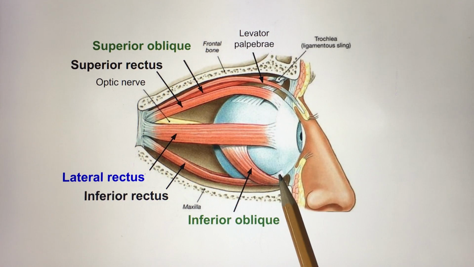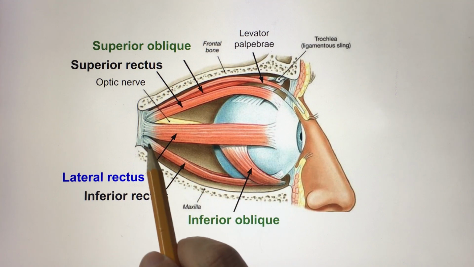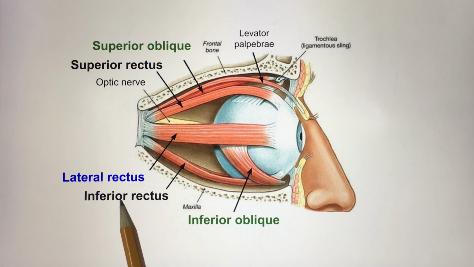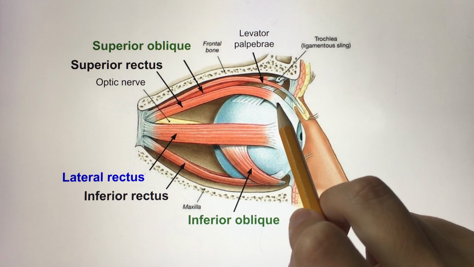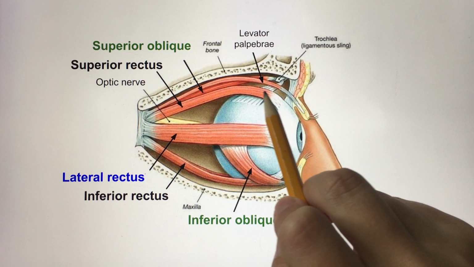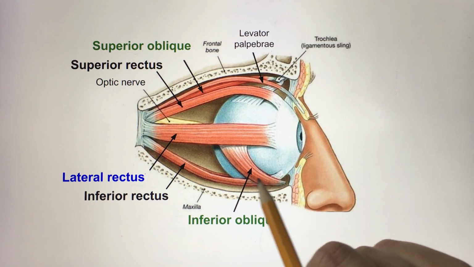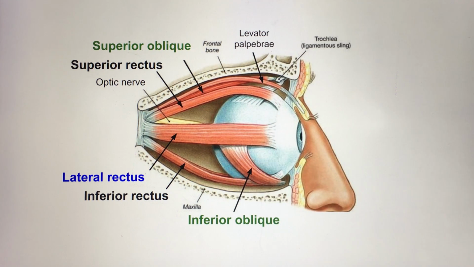The muscle under the eyeball is called inferior rectus. It's connected to the underside of the eyeball and then to the back of the eye socket. Inferior means under, lower, rectus. Inferior rectus, superior rectus. These two muscles are involved in moving the eyes up and down. So look up, you're using your superior rectus. Look down, you're using your inferior rectus.